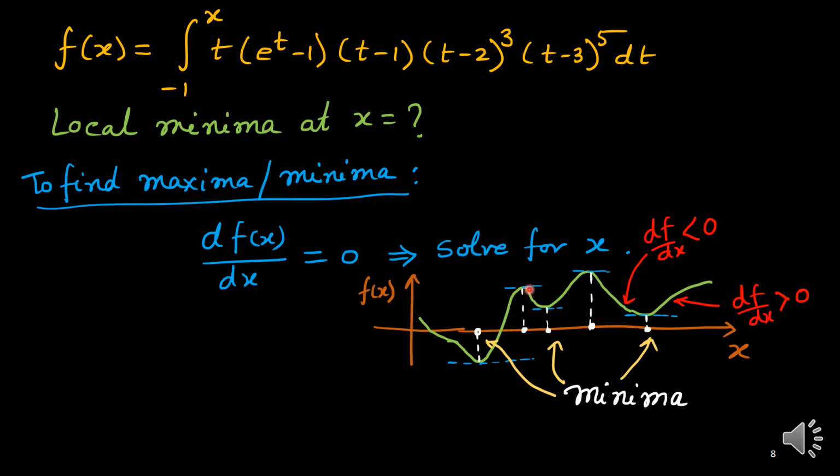Same thing you will see here. Here also derivative negative, derivative positive. Here derivative negative, derivative positive, right? So this concept we will use to find the minima points.